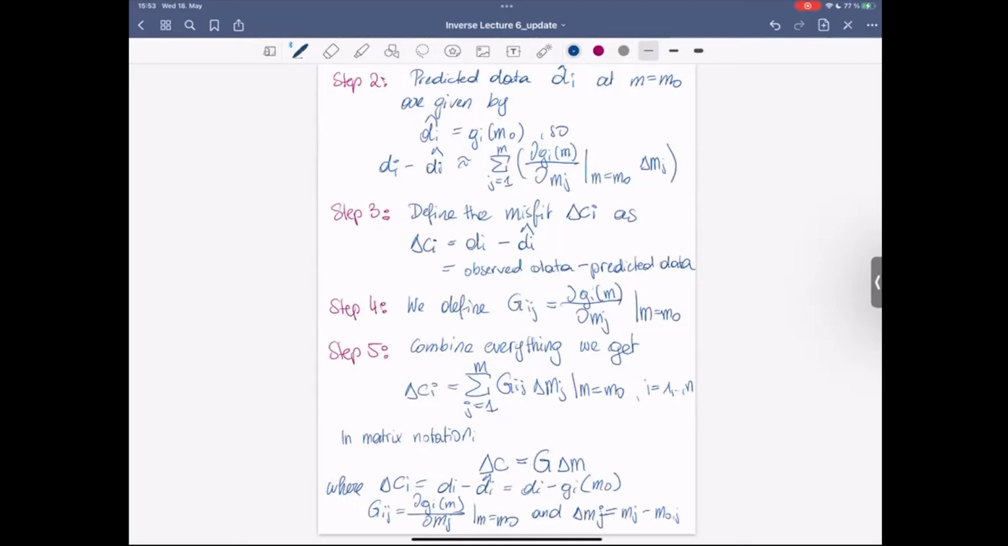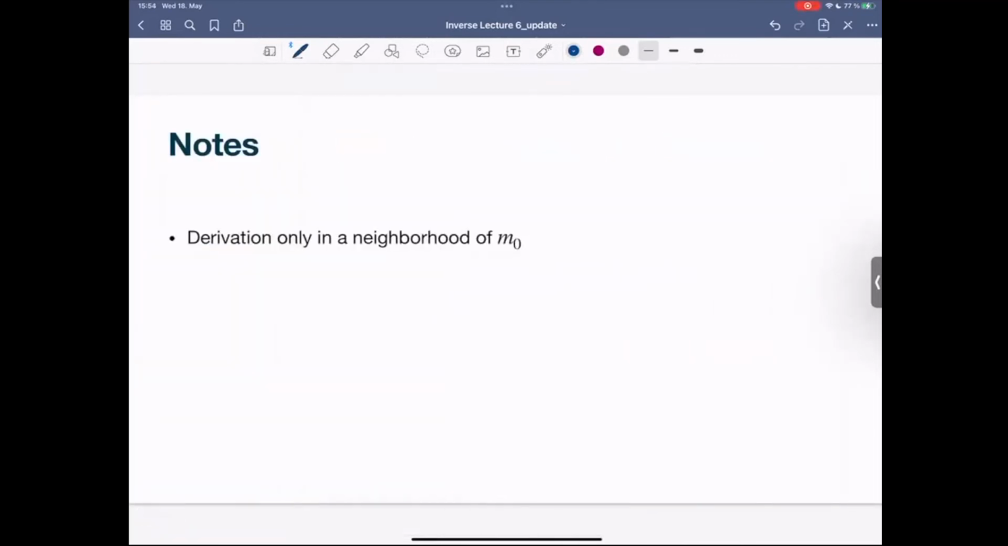So actually, we have now derived a set of linear equations where this delta Ci is now a linear function. And what we have done is we have derived this linearization only in a neighborhood of M0. And another thing that we have to note is that this G we introduced here changes now with every iteration, which makes it computationally very, very expensive.